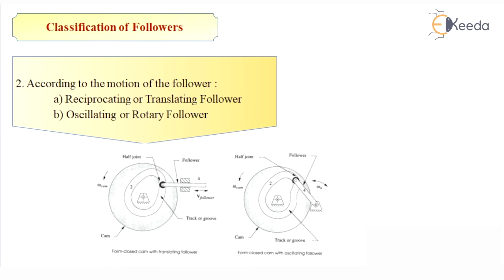The next classification is according to the motion of the follower, and with this classification the followers are classified as reciprocating or translating follower and oscillating or rotary follower. If you can see in this figure, in the first figure the follower is going to have a horizontal motion, that is a reciprocating motion, whereas in the second figure the follower will have a rotation or oscillatory motion.